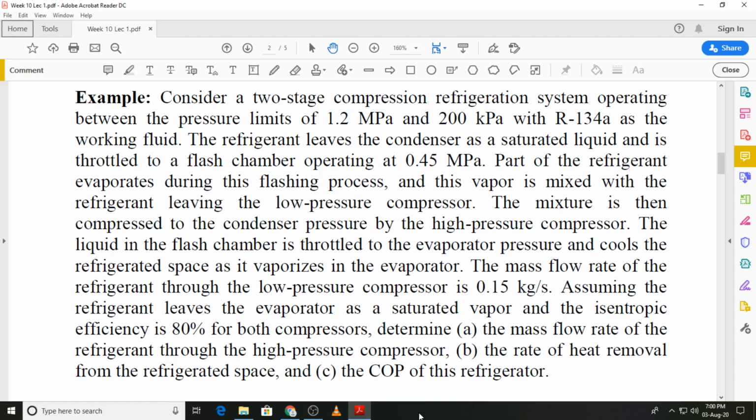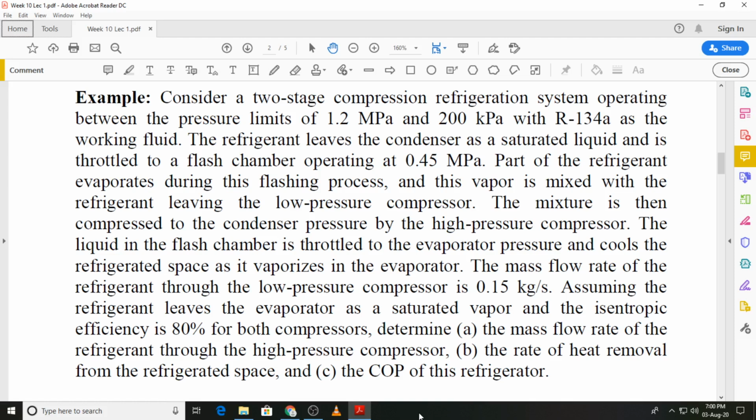Okay, we have a two-stage compression system. We are given the pressure limits. That means 1.2 megapascal is the condensing pressure, and 200 kilopascal is the evaporator pressure. Refrigerant is R134a, and we have a flash chamber which operates at 0.45 megapascals.